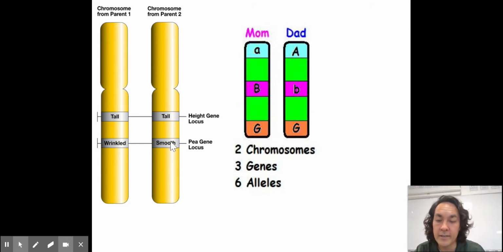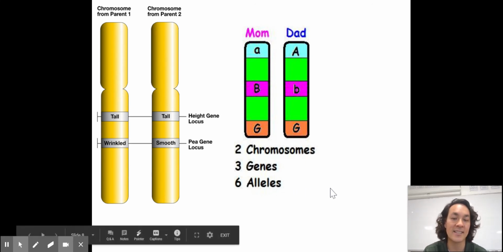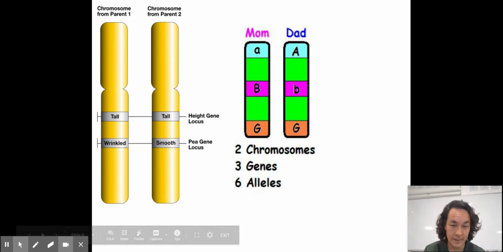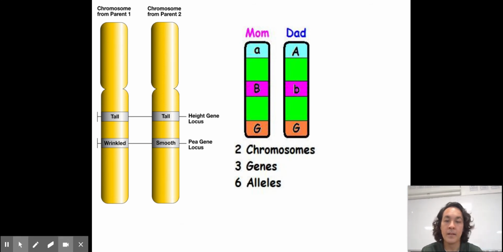The locus is the place of the gene on the chromosome. And so we've mapped chromosomes, and we know where their genes are, etc. And so here's a good example. Here you could have 2 chromosomes. This is one from mom and one from dad. This would be 1 homologous pair, 2 chromosomes, 3 genes, and 6 alleles. So stop the video there and see if you can construct some knowledge with that.